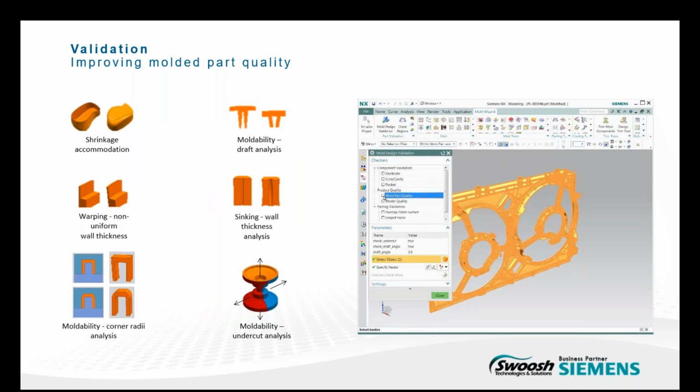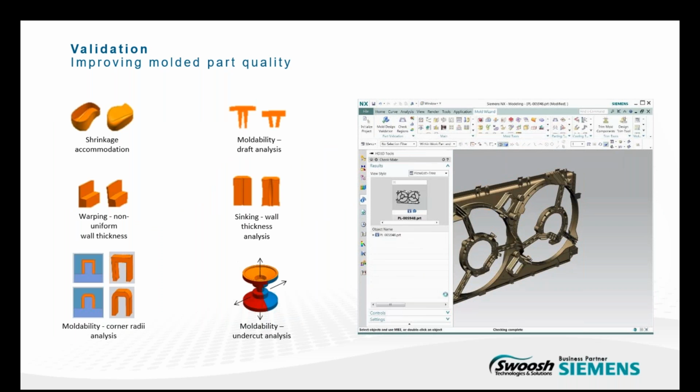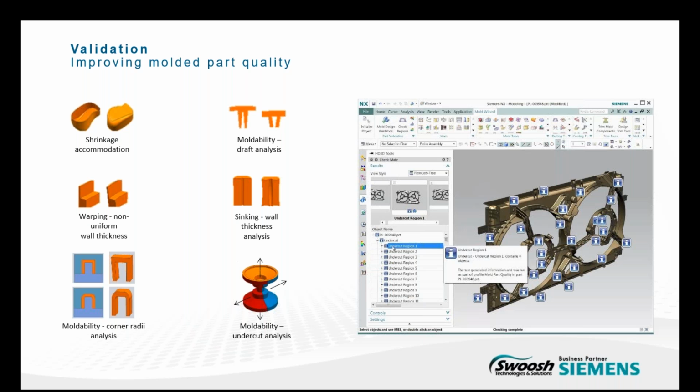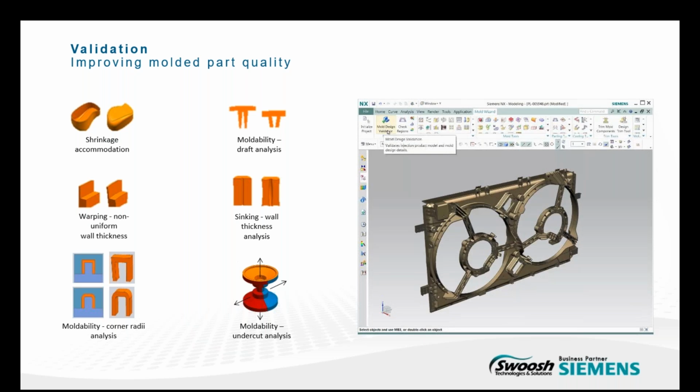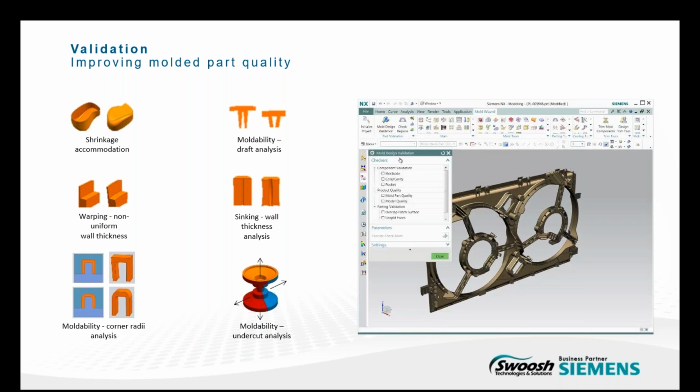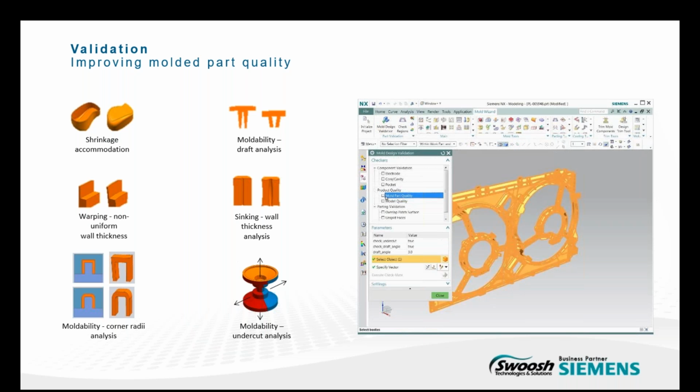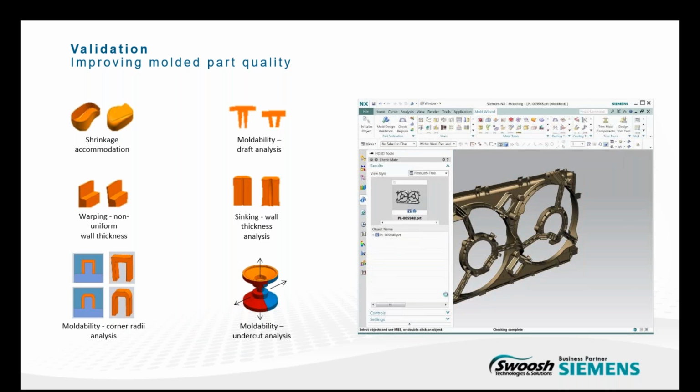Poor molded part design can negatively impact quality. You'll see a short video there on the side that shows NX taking you through the validation process. And what this does is identify and eliminate many of the issues highlighted on this slide: shrinkage, moldability, warping, sinking, wall thickness analysis. And it suggests how to eliminate those issues if the data needs to be healed or repaired.